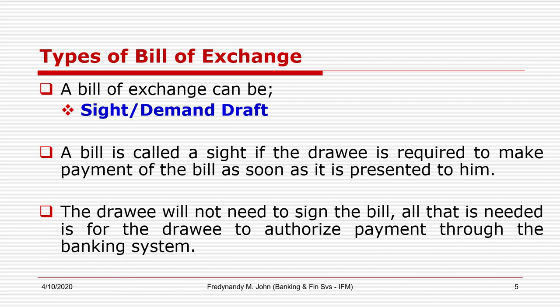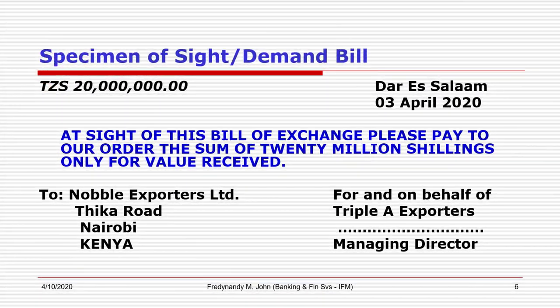That is to say, the sight or demand draft does not require this particular bill to be accepted, simply because the moment it has been presented, the drawee is supposed to meet the contractual obligation, and that is to pay the amount that has been mentioned on the bill of exchange. And here is the specimen or the example of the sight or the demand draft.